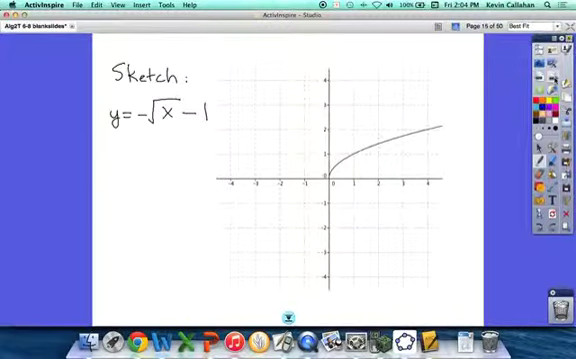Now, sketch. Okay, what two things are going on in this one? Yeah, the minus in front is going to make it go downwards, right? Instead of up and to the right, it's going to go down and to the right. Flip. And the minus 1 after means shift the whole thing down 1. So I'm going to start it here, down 1, and it should be about there.